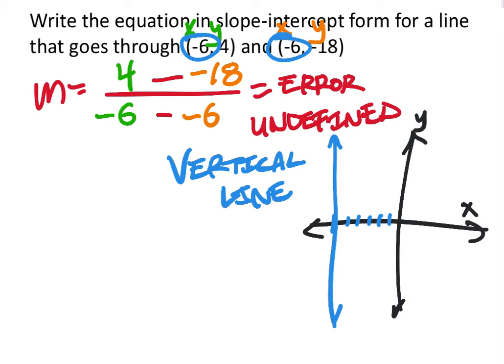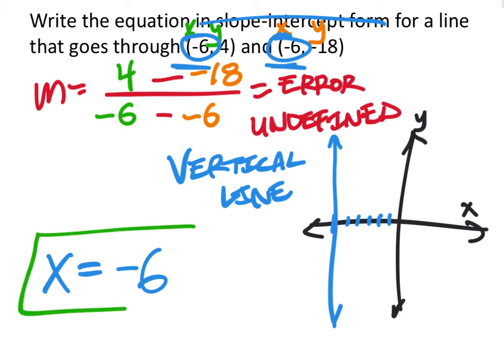Okay? Now that helps us with the graph, but what is the equation? Well, we can't write it in slope-intercept form. Since it's a vertical line, it doesn't have a y-intercept because it's parallel with the y-axis. So it ends up being one of those equations where it's x equals, and again, you're just looking for what the x value is in the ordered pairs, -6, and you're done.